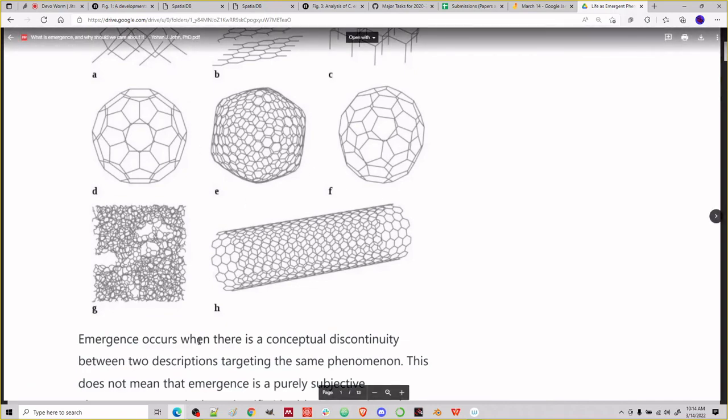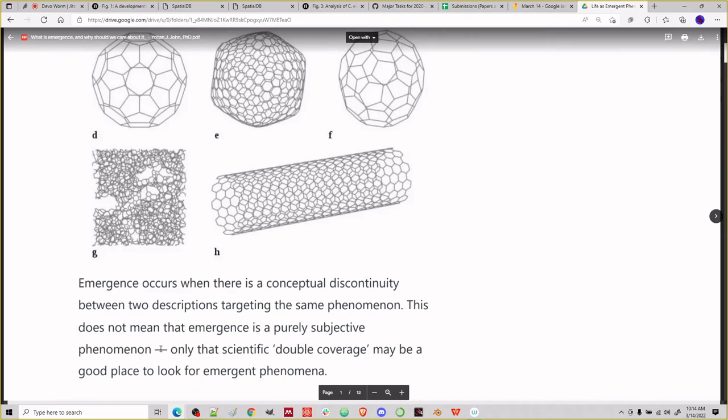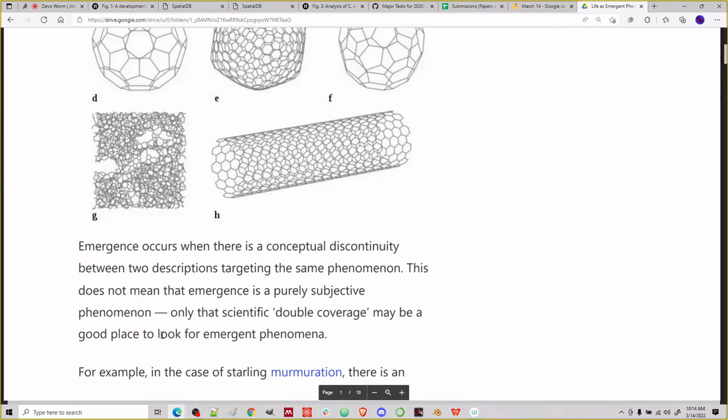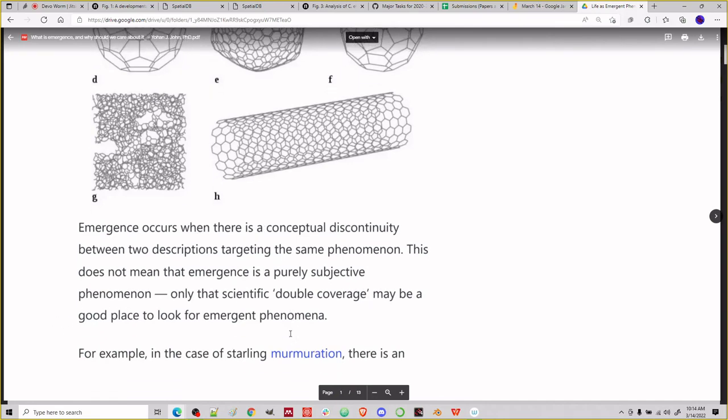And he says emergence occurs when there is a conceptual discontinuity between two descriptions targeting the same phenomena. This does not mean that emergence is a purely subjective phenomenon. So like I talked about with the adjacent possible, you could have two totally separate outcomes from the same sort of map. Only that the scientific double coverage may be a good place to look for emergent phenomena.